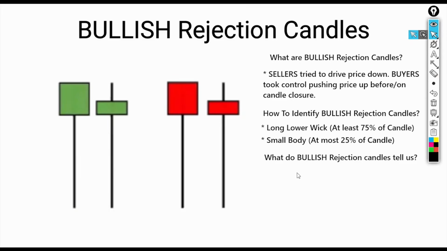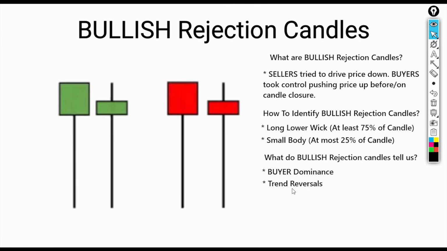Okay, so now that we've taken a look at what bullish rejection candles are and how to identify them, what we're going to do now is take a look at what bullish rejection candles tell us. In other words, what they could potentially signify. Straight off the bat, bullish rejection candles tell us that there is buyer dominance. We obviously covered this in the very first point here, with sellers trying to drive the price down, but obviously buyers taking control, driving the price back up. And that is pretty much the definition of buyer dominance. Bullish rejection candles also tell us that there are signs of a potential trend reversal.